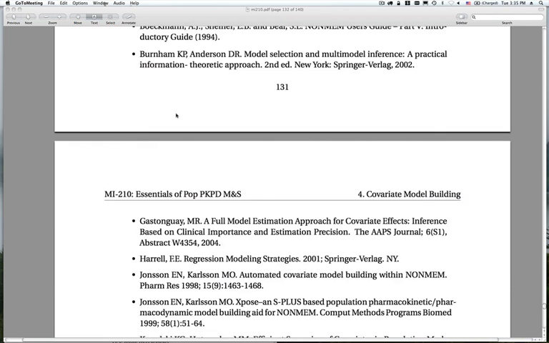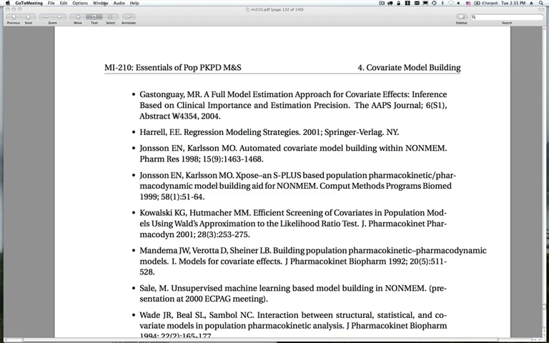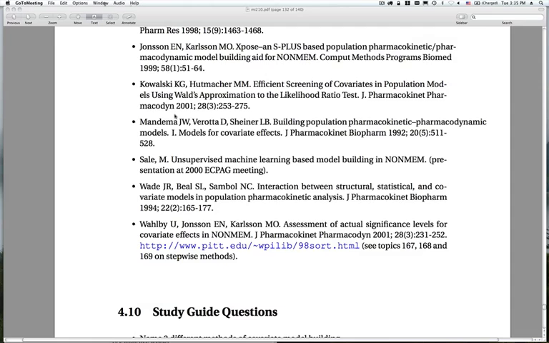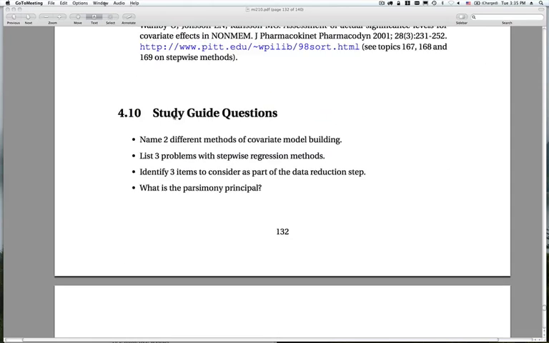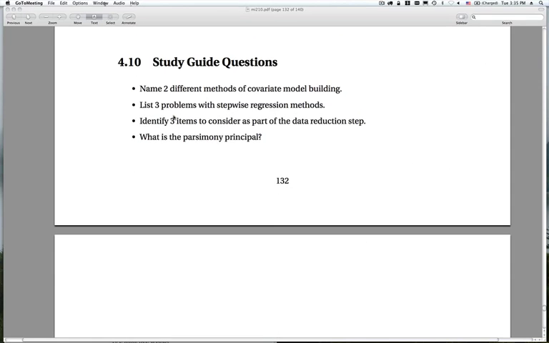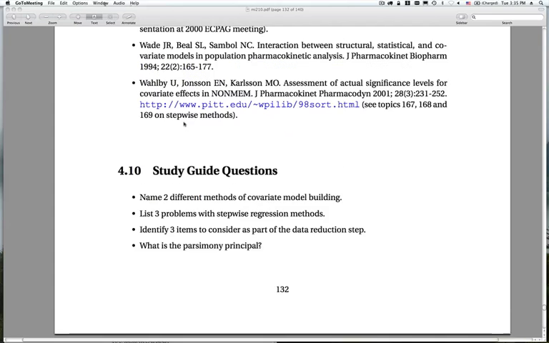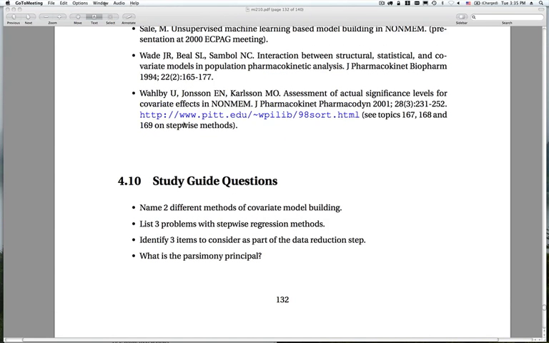In addition, I've listed some references here of different topics in covariate model building, plus some study guide questions, which should be pretty easy to answer after listening to this lecture. But think about those. Again, these are hints of what might be included in the exams. Okay, that's the conclusion of our topic for today.